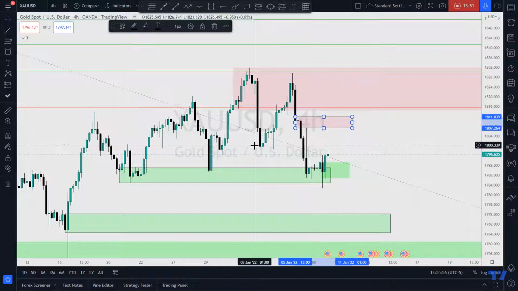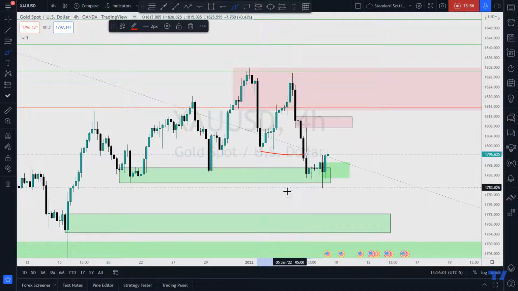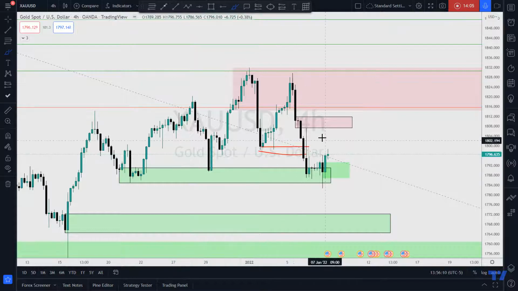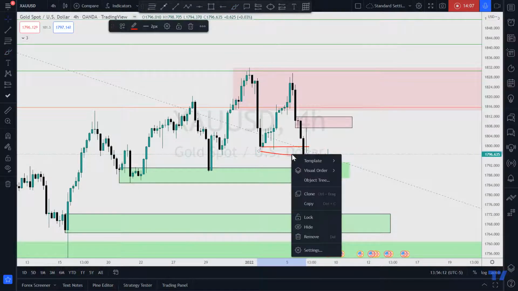So after a break of structure, after this break of structure here, we have to, that's not a good line. We have to, okay, all right. I'm getting all kinds of delays with my internet here.